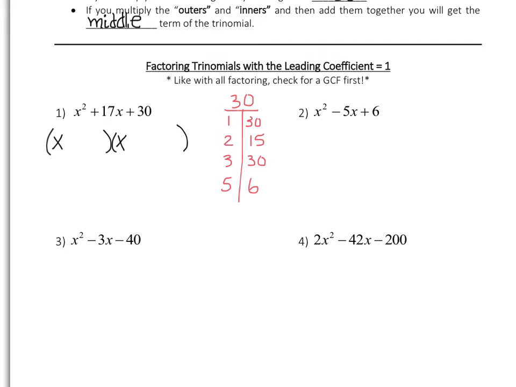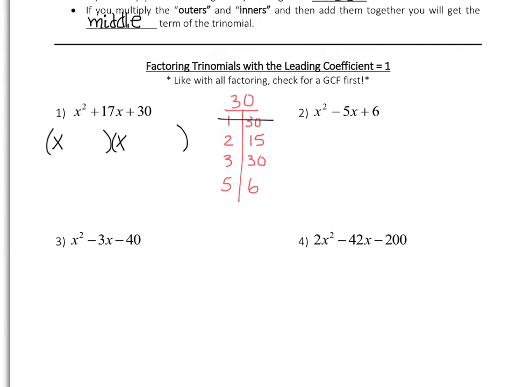Let's just assume that we want to pick 1 and 30. If I put 1 here and then 30 here, what's going to happen when I multiply the outers, and these are the inners? I get 30x and then 1x. Will 30x and 1x, when I add them together, give me 17x? No, so this one can't be it. So this one's out. So now let's erase everything that we did and start over.